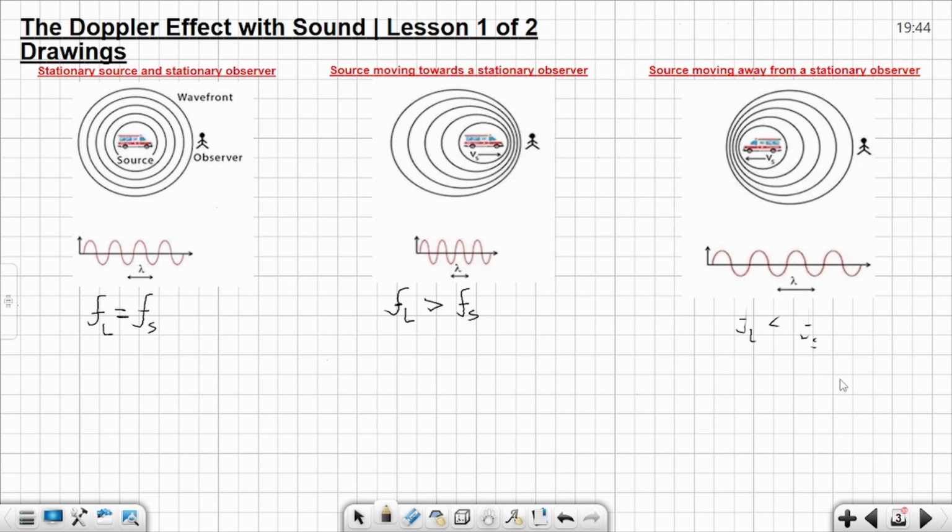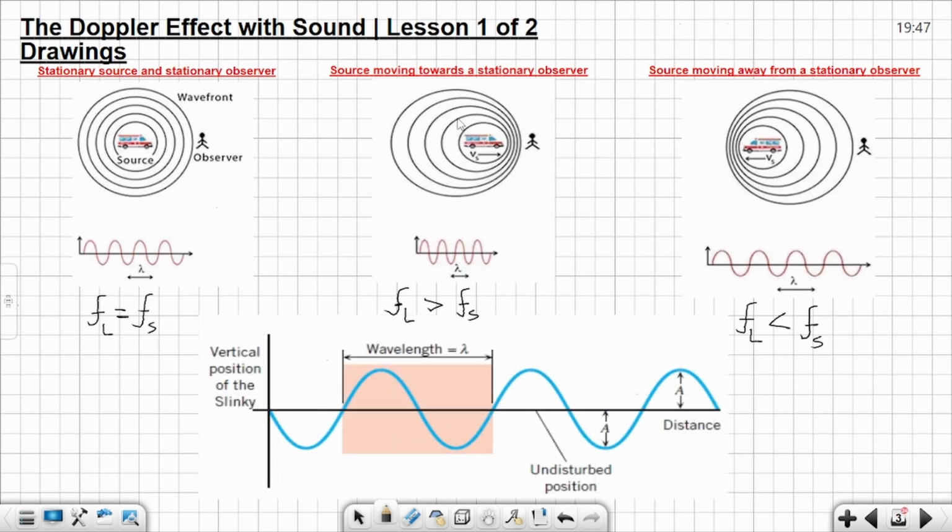Okay, what is happening now? FL, the frequency perceived by the listener, is less than the frequency emitted by the source. This is what is happening here. And this is common sense. The ambulance is moving away, so the frequency perceived by the listener will be less than the frequency emitted by the source. Common sense. When it is away, you expect the observer to perceive a lower frequency as compared to the frequency emitted by the source, right?